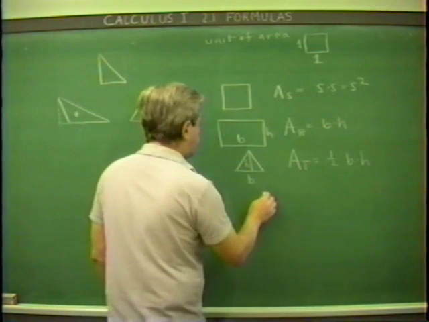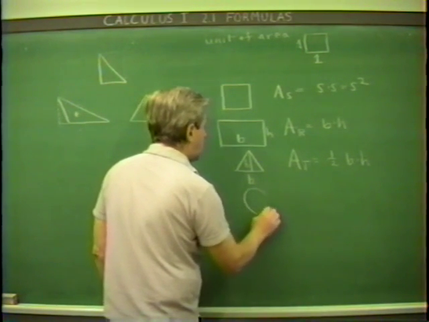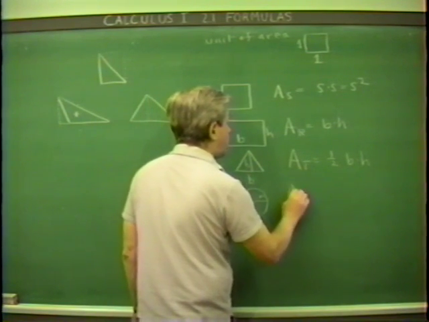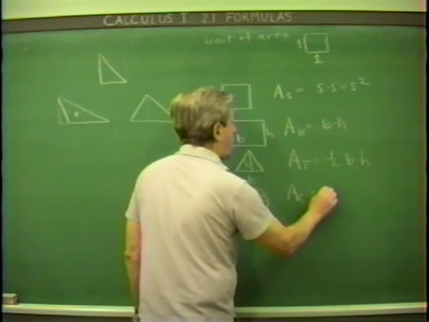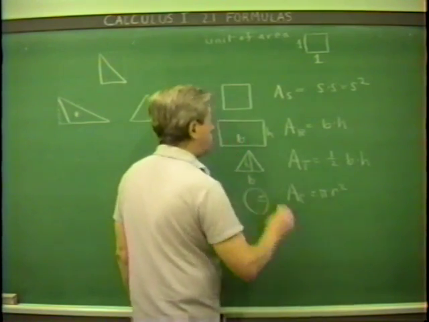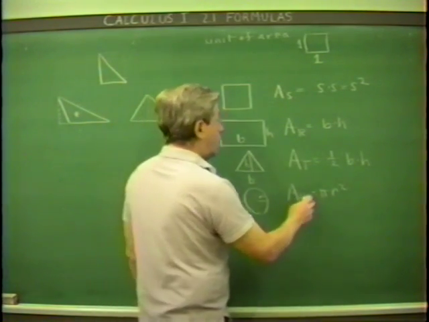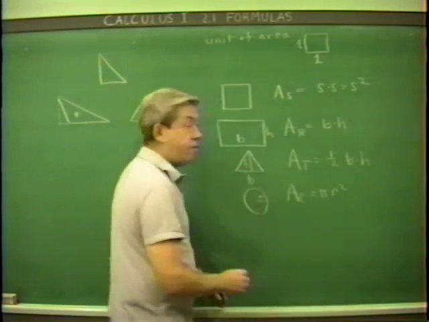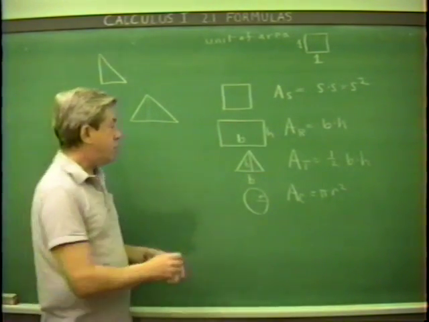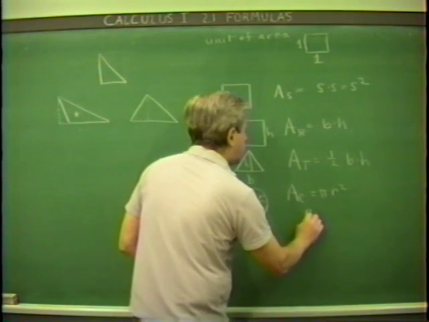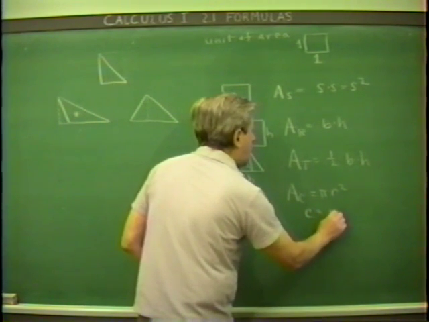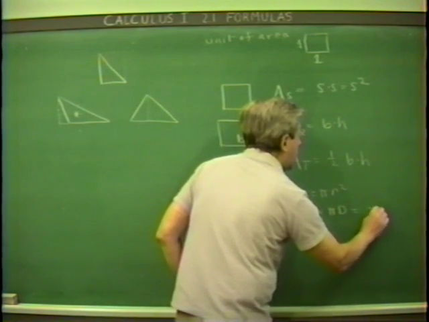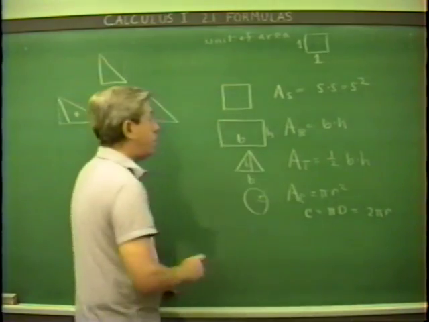The area of a circle of radius r, the area of the circle is pi r squared. The number pi is defined to be the ratio of the circumference of the circle to its diameter, so that the circumference of a circle is equal to pi times the diameter, which is 2 pi times the radius. That's an important formula to know.